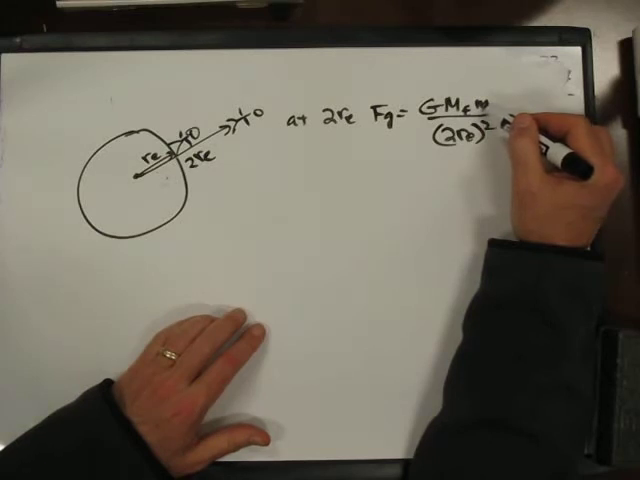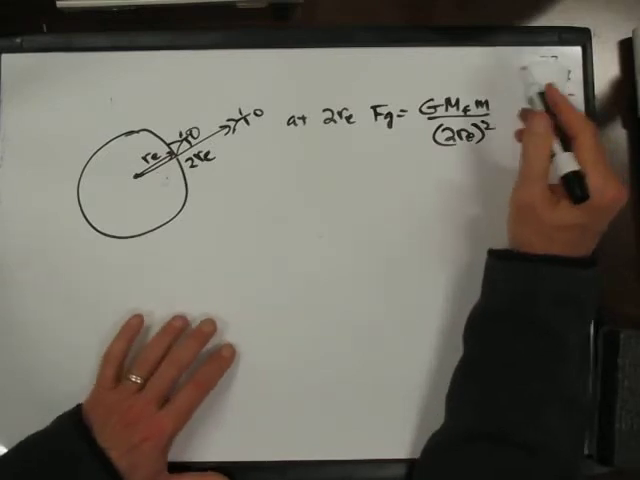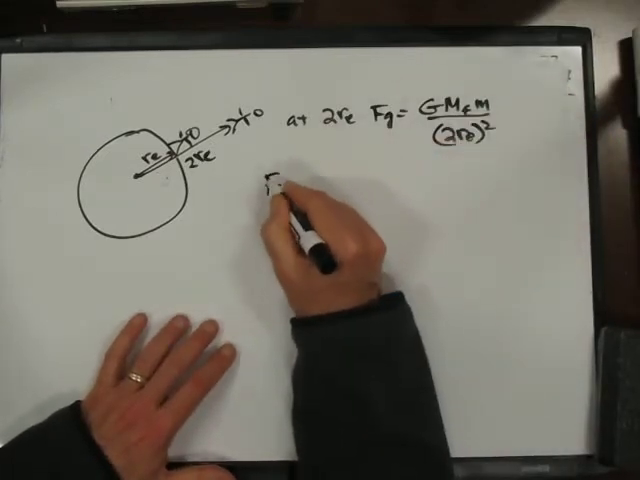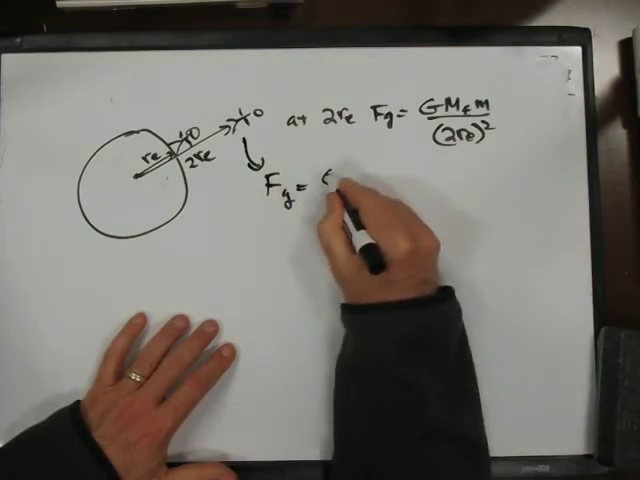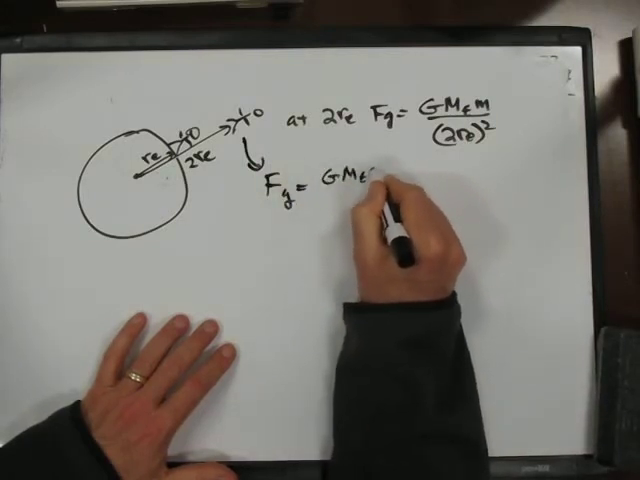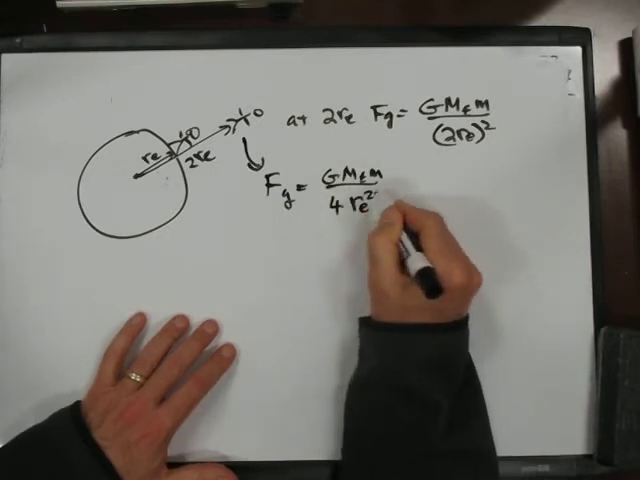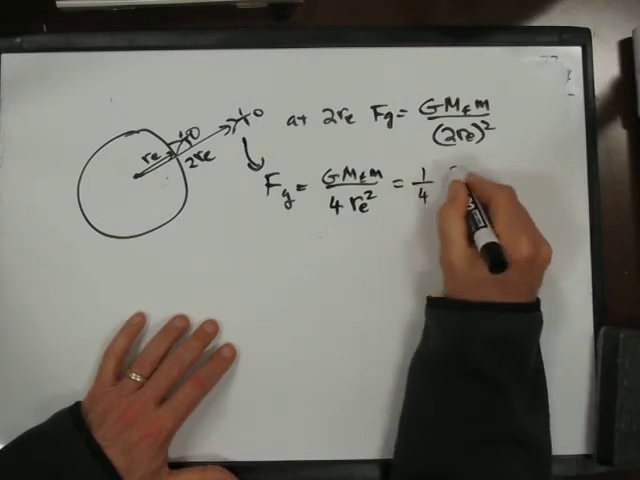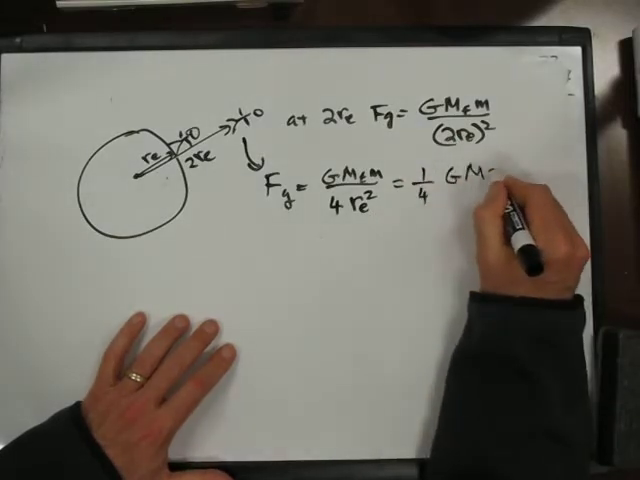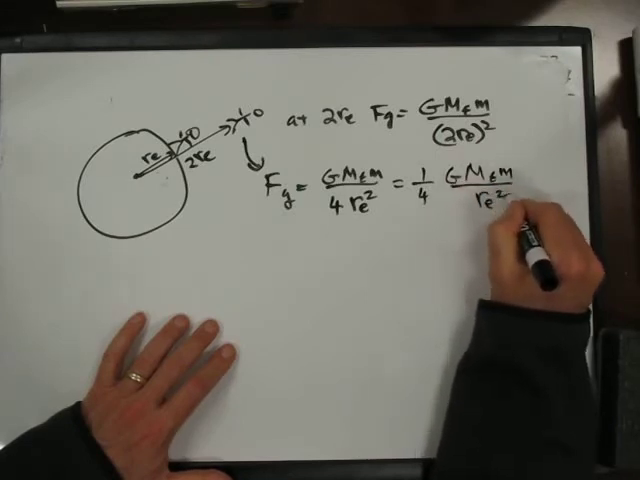And so I still have the same mass as before, but now my distance is 2RE instead of RE, and so when I square that, at position 2 the force of gravity acting on me is G times the mass of the Earth times the mass of me divided by 4 times the radius of the Earth squared. In other words, I expanded that out, and this is equal to 1/4 G times the mass of the Earth times the mass of me divided by the radius of the Earth squared.